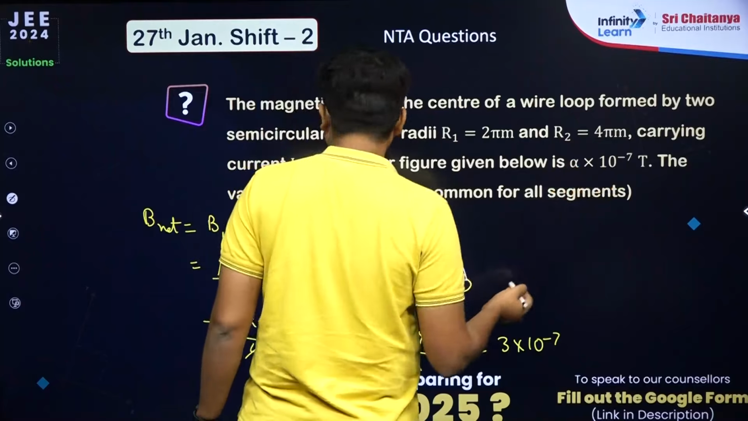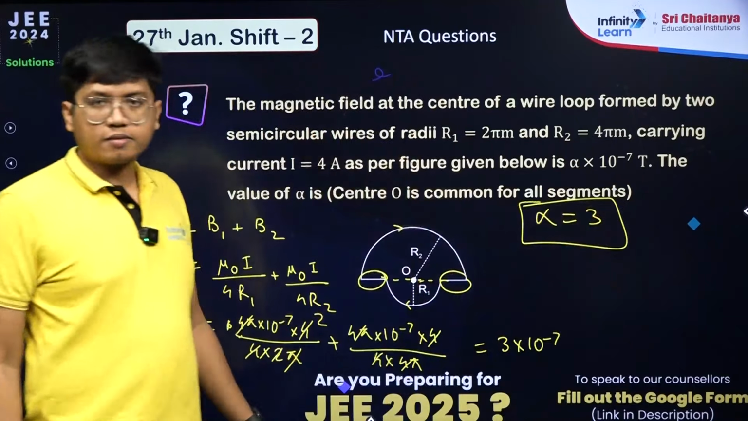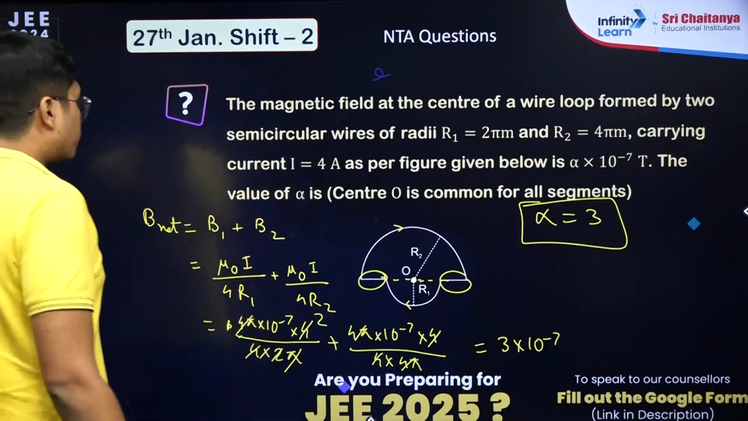So alpha is equal to 3. That is the answer. 3 is the answer for this question. Let's move to our next question.